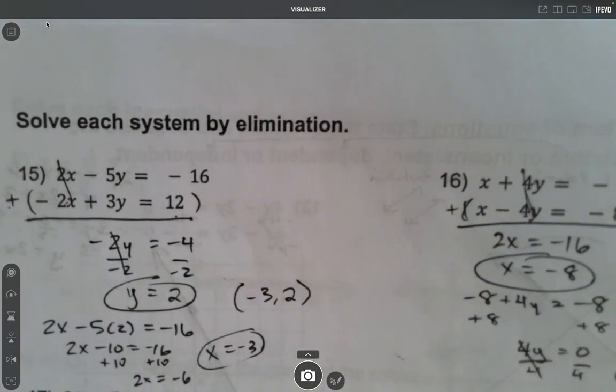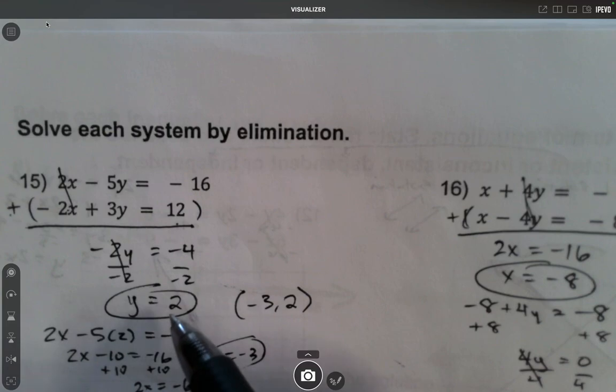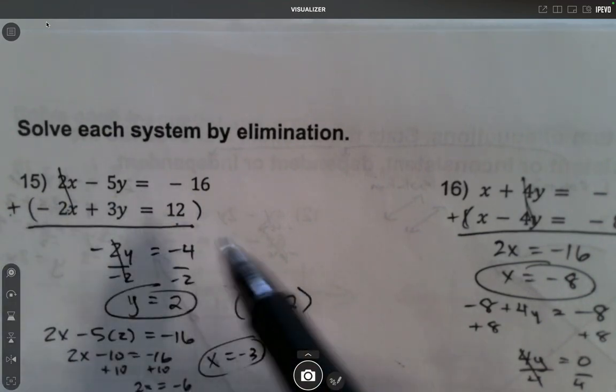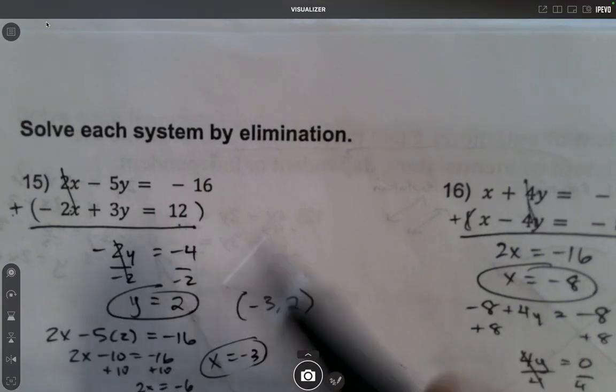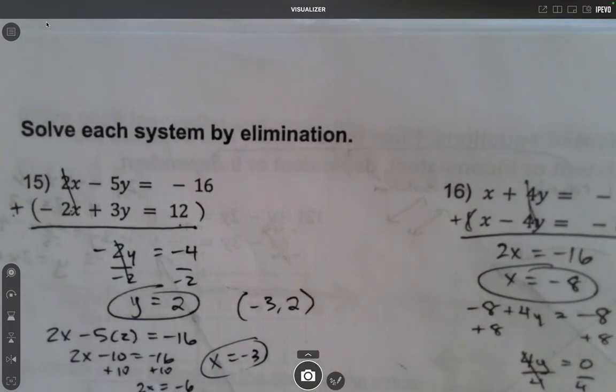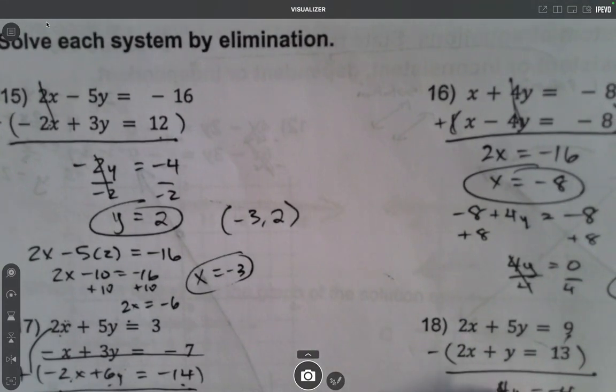Now I'm not going to spend as much time talking about how to plug it back in because that was the same in substitution. So I'll just say plug 2 back into either one of these equations. For y, I did the top one. You can see the work here. You'll get the x value, which in this case was negative 3.